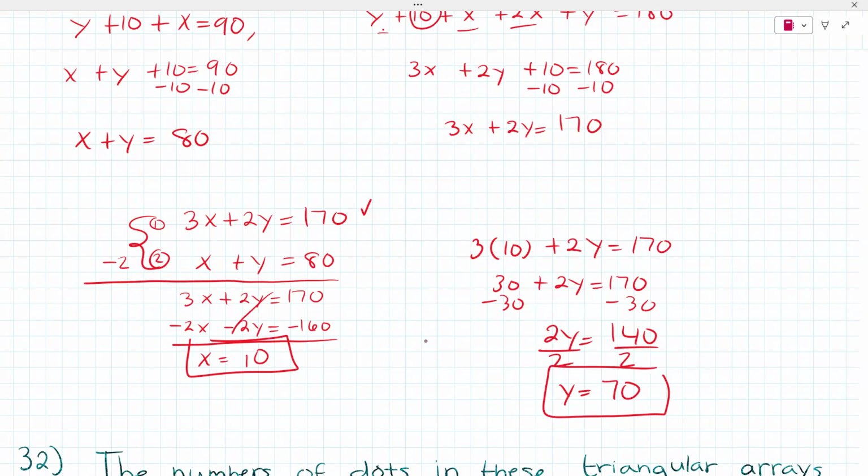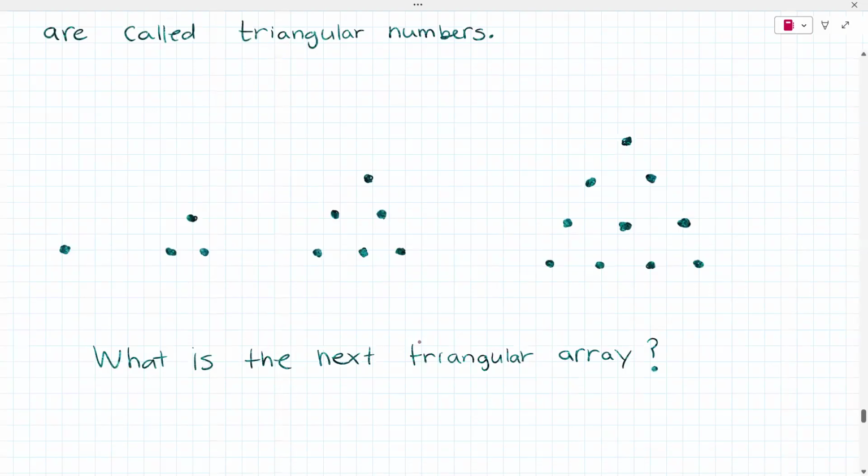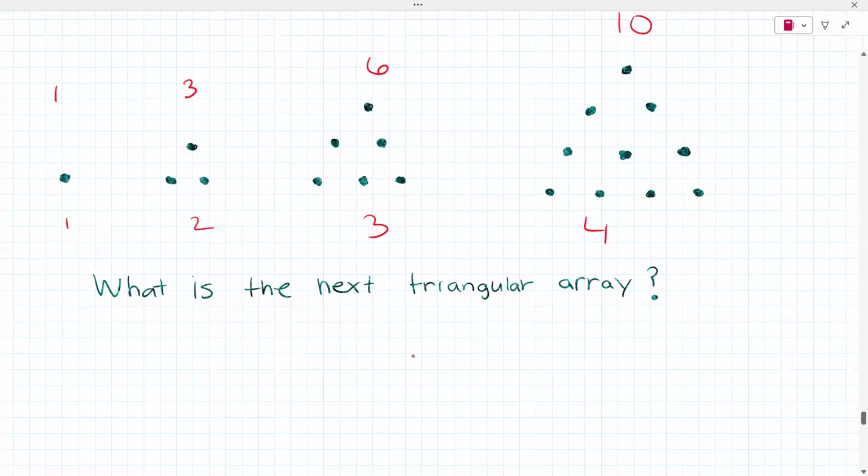Move on to 32. The number of dots in these triangular arrays are called triangular numbers. So we have four triangles, right? This has 1. This has 3 dots. This has 6 dots, and this one has 10 dots. So the question says, what is the next triangular array?